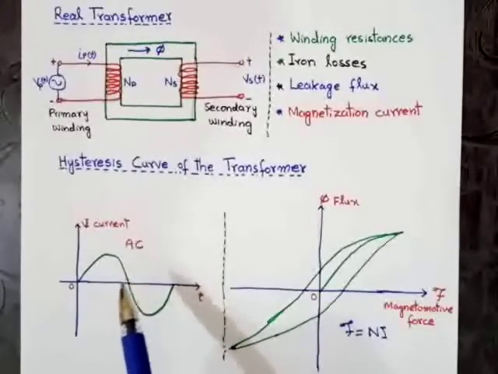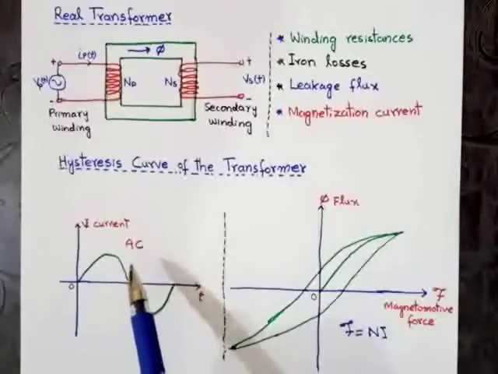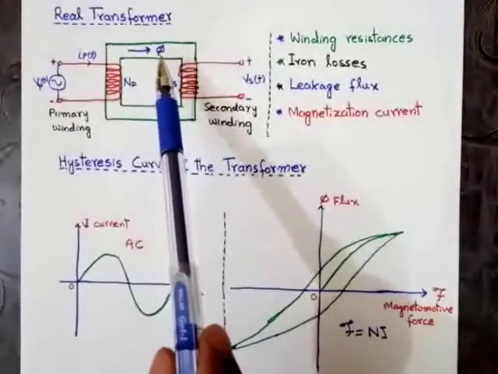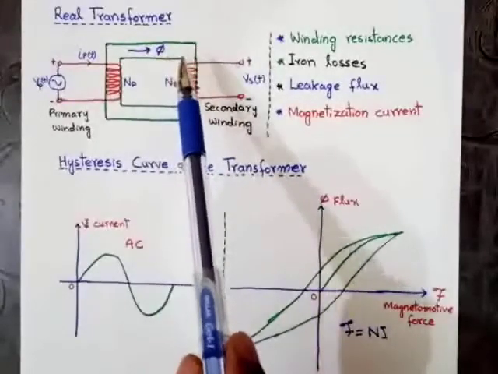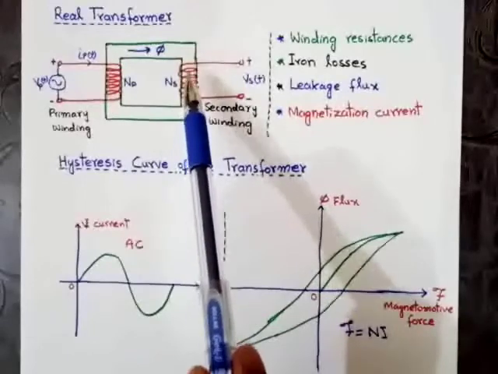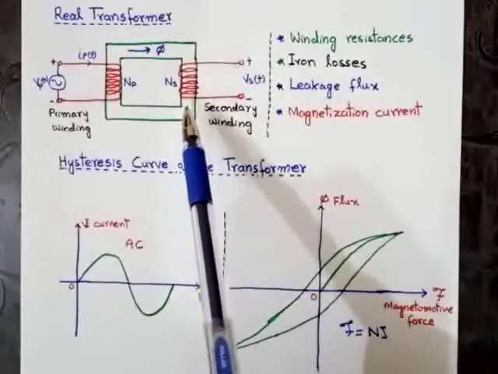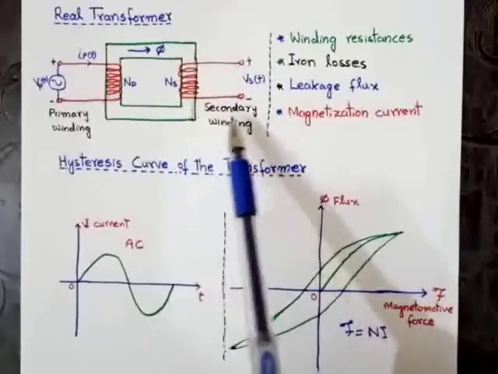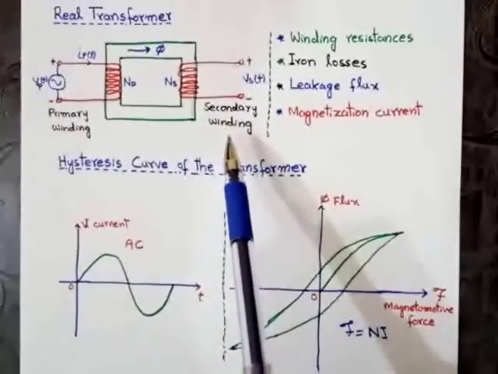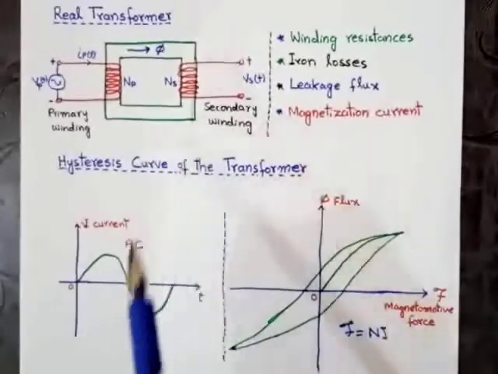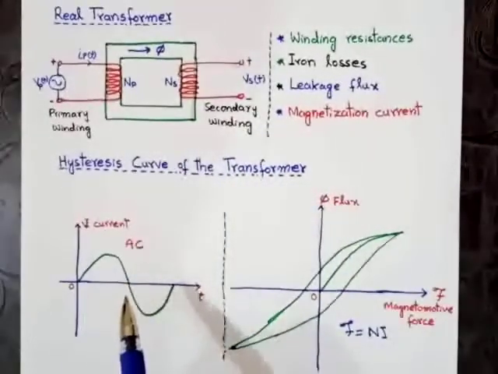If we apply direct current, then there will be no change in the flux. When there is no change in the flux, then according to Faraday's law of electromagnetic induction, no voltage will be induced across the secondary winding. That's why a transformer only works on alternating current.